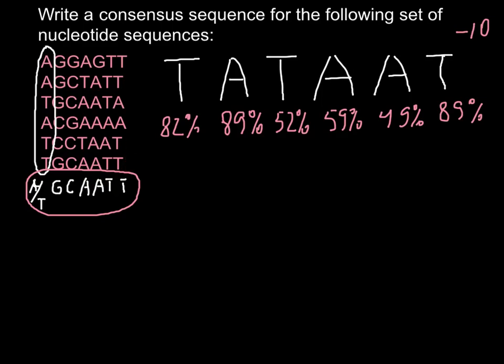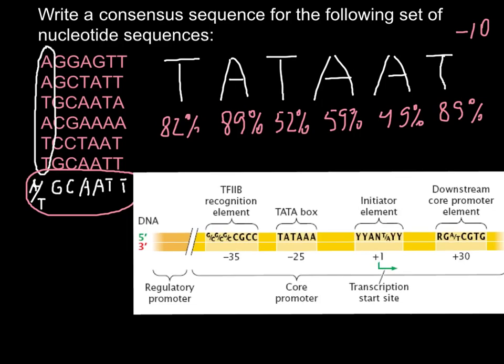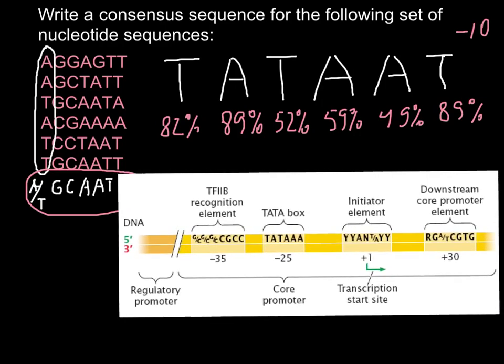And we also can calculate the percentage occurrence for each of these bases. I have one example for you, and this would now be easier for you to understand. So this is the minus 35 region. This is something that happens at the upstream region of the gene, and here you see plus 30, and that means this is the downstream region of the gene.